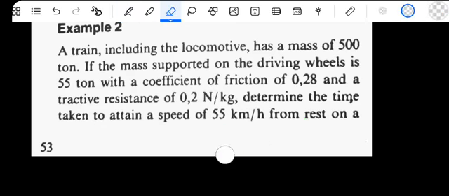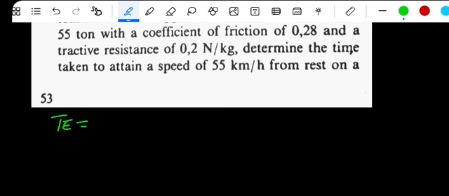Anyways, let's have what we know. We know that TE, the tractive effort, is given by what? Remember, tractive effort involves the mass of the locomotive, right?